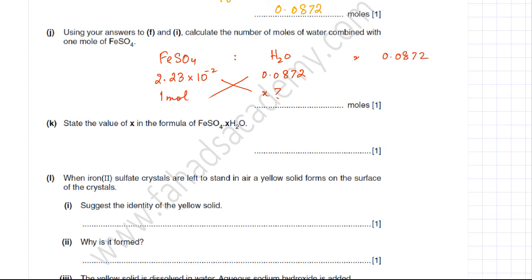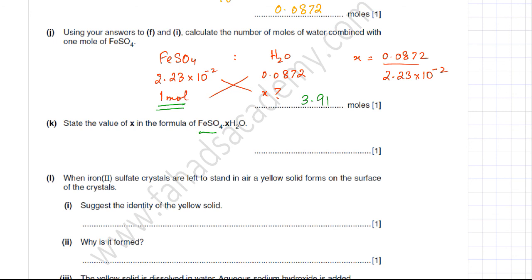0.0872. X would be equal to 0.0872 divided by 2.23 times 10 to the power minus 2. And using my calculator to solve this, the value that I get is 3.91 moles. So for every 1 mole of FeSO4, the amount of water that's attached to it is going to be 3.91 moles. So we now need to state the value of X in the formula FeSO4.xH2O.